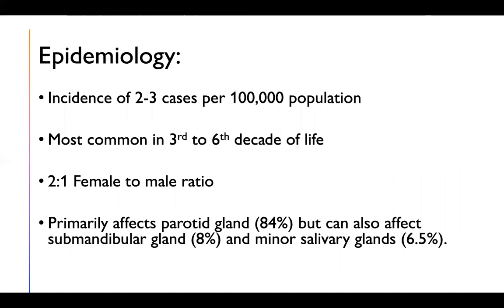So epidemiology, they typically have 2 to 3 cases per 100,000 of population. This can arise in the 3rd to 6th decade of life. It has a 2 to 1 female to male ratio. And like I said before in my introduction, usually these tumors affect the parotid gland, but you do have other salivary glands. So it can go to your submandibular gland or minor salivary glands.